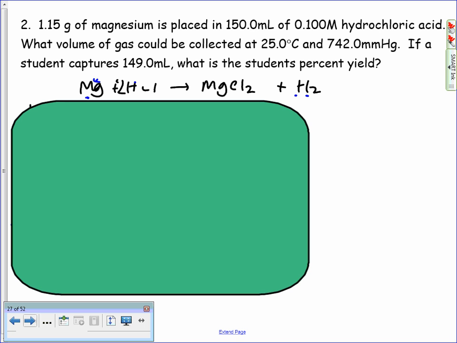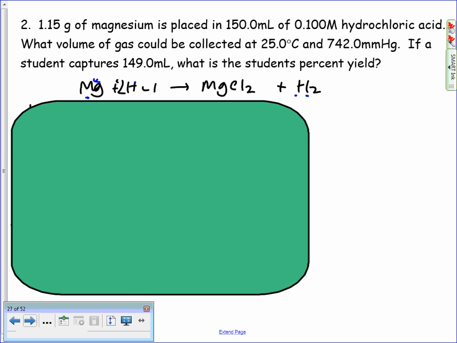This one's hard. I gave you some hard ones to really challenge you, but you'll have a lot of knowledge to use for the easier ones, because I will not give you something this hard probably on your test. Okay, so grams of magnesium, stuff about hydrochloric acid. You got temperature, pressure, and volume. What's the student's percent yield? It says the student's capturing that volume. What are they capturing though? Which gas?